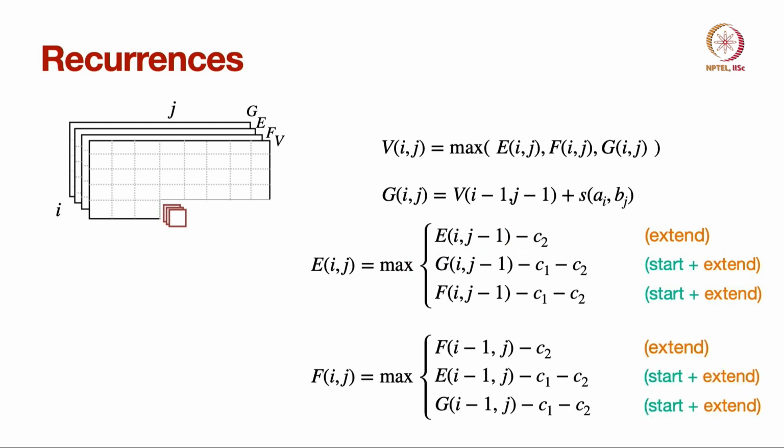Similarly, the last value, Fij, is going to work in the same way. If we are just extending the gap by one more position, that is, the gap was started earlier, then we are going to use F i minus 1 j minus C2. For the other cases, where we are both starting as well as extending a gap, we have to use matrices E and G to start and extend the gap.